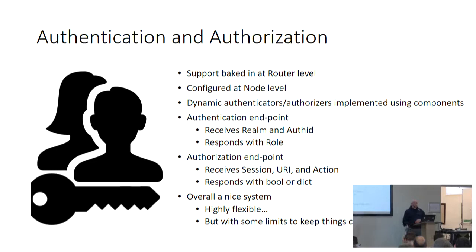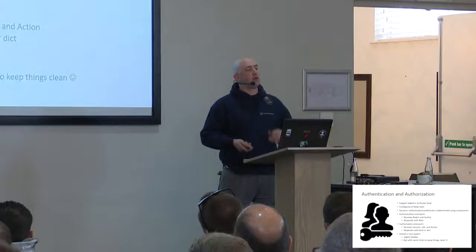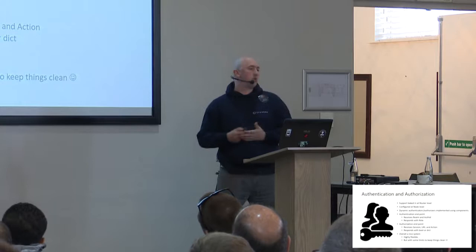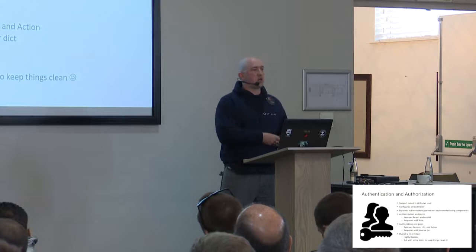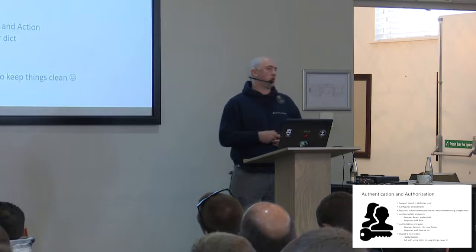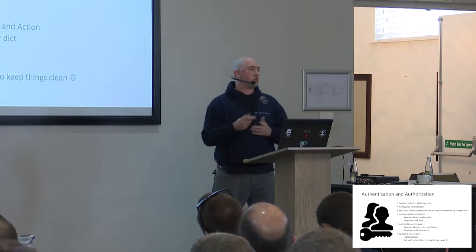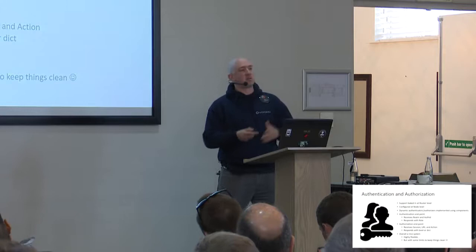Right, so authentication and authorization are baked in at the router level. You configure them in the node configuration, and you can have static or dynamic authentication. The static is completely configured in the configuration file. The dynamic implementation makes use of components. You have a component which implements an RPC endpoint, and when a client connection is established, Crossbar calls the component and says, authenticate this connection, and you've got a lot of flexibility there. There are a lot of provided authentication methods that you can piggyback off. You can even use the humble anonymous method. You could implement a custom anonymous authenticator, which then limits anonymous connections to a certain level.